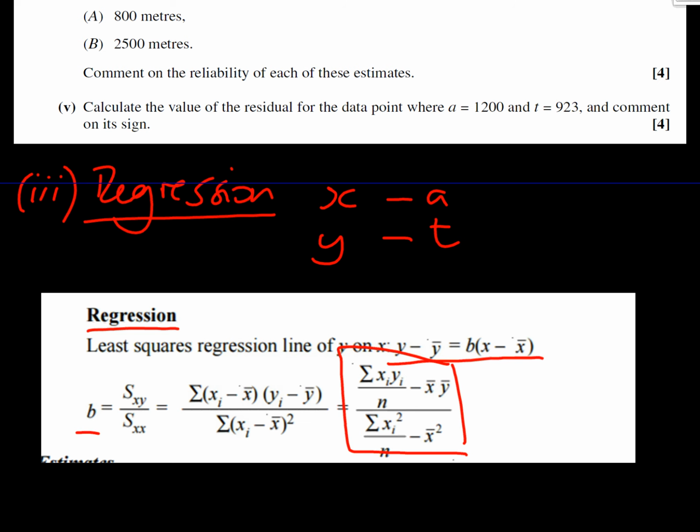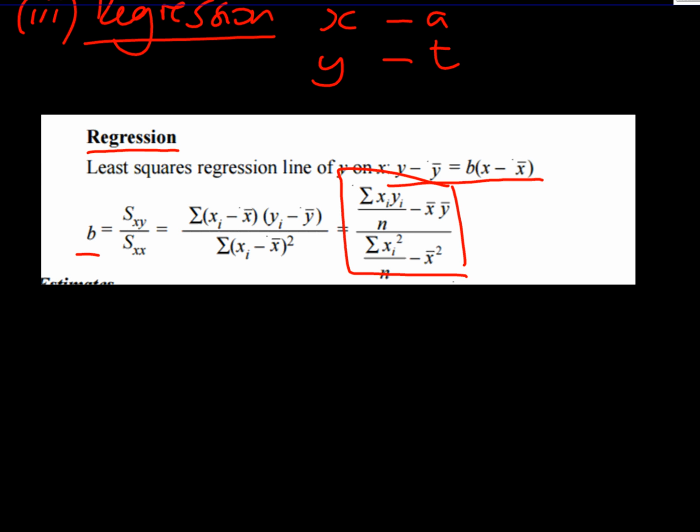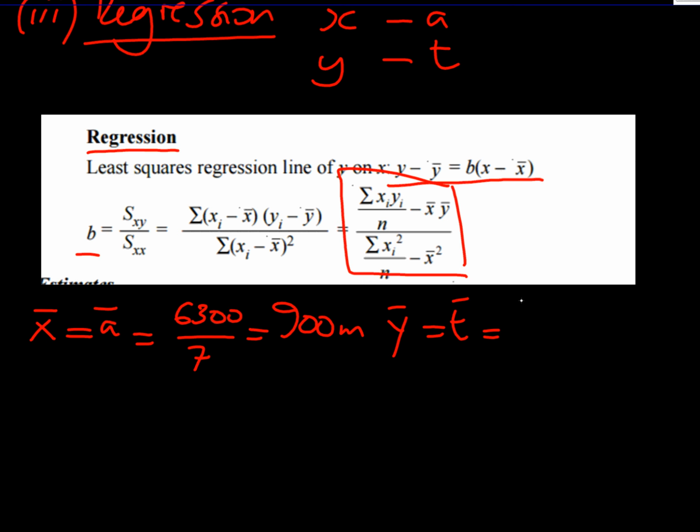So what we're going to do first, well, let's find out what x bar is. So x bar is A bar, which is the total, 6300, divided by 7, wasn't it? So that gave us our average altitude as 900 meters. And our y bar is our T bar, which we got was 5987, which divided by 7 gave us 855. So our average takeoff distance is 855 meters.